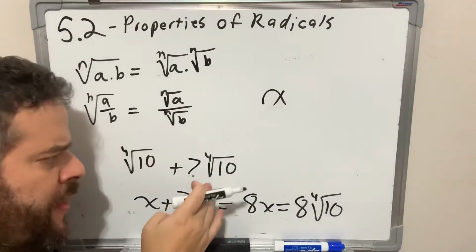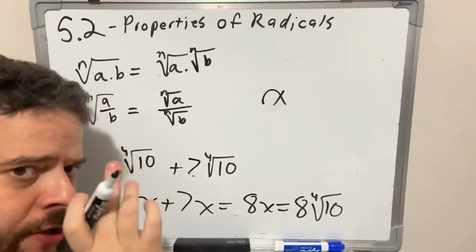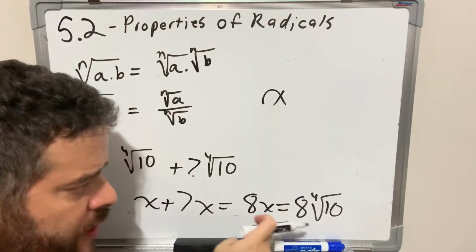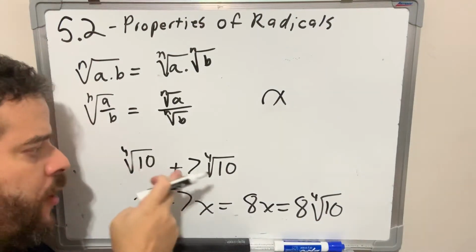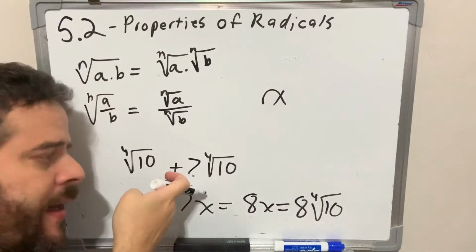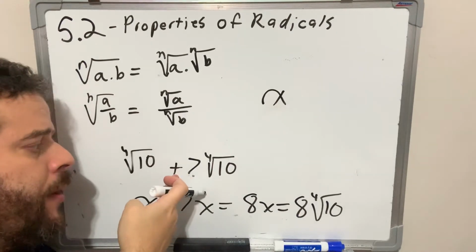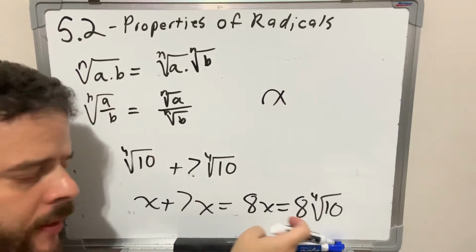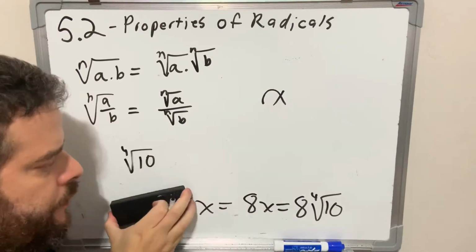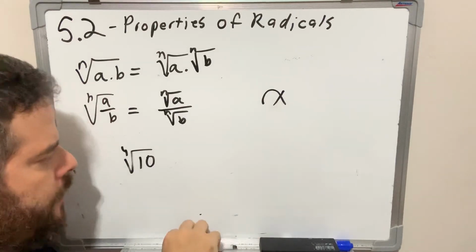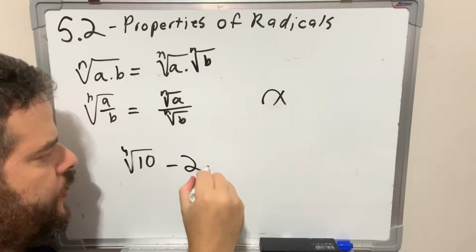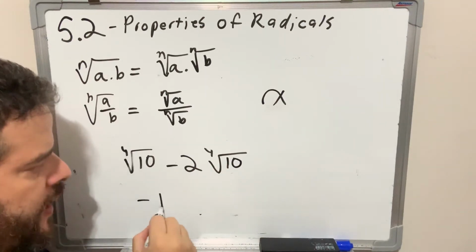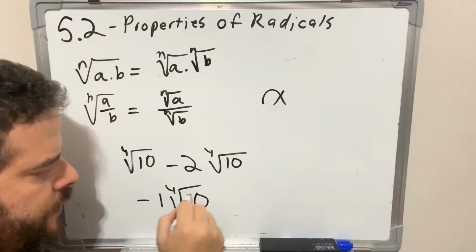Basically, this is like adding variables. When you're adding variables, note that the variable doesn't change. The x doesn't change. Only the coefficients change. When you're adding or subtracting, you do the proper operation on the coefficients. 1 plus 7 equals 8. Same thing applies for subtraction. Minus 2, quartic root of 10. 1 minus 2 is negative 1, quartic root of 10.